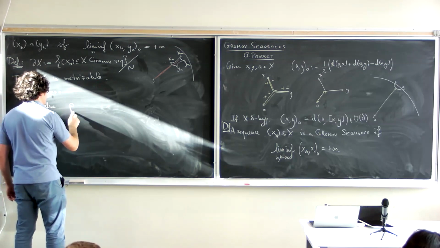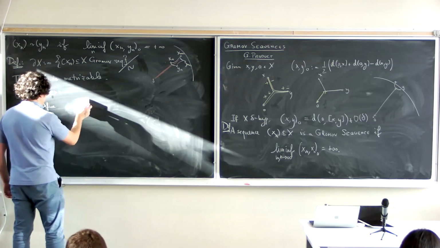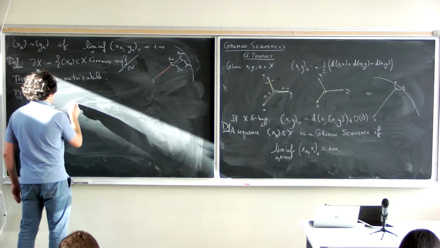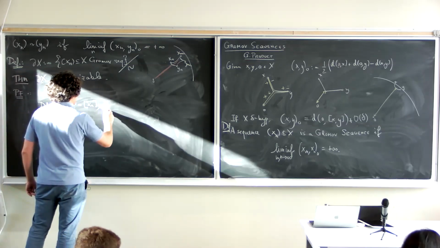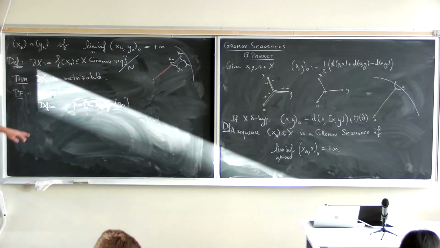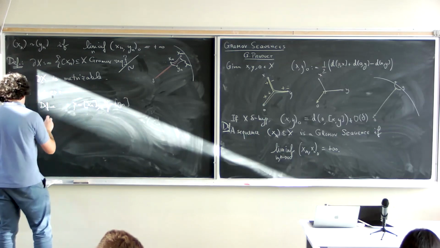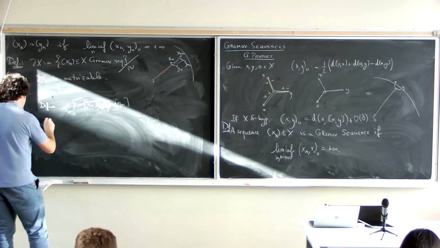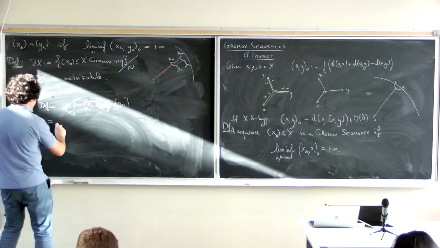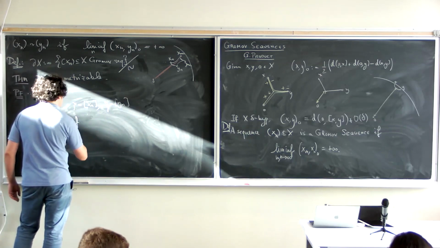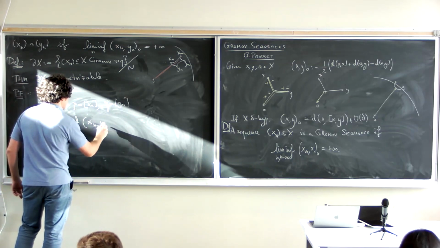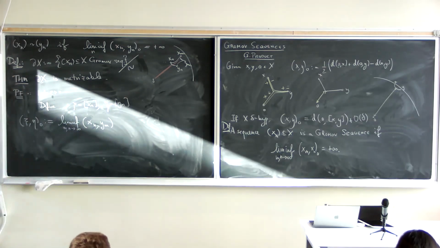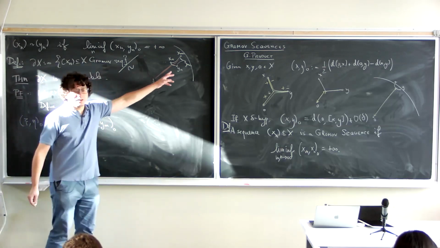So you define rho. First of all, given two boundary points, psi is the class of x_n, and eta is the class of y_n, two boundary points in this definition. We define the Gromov product between psi and eta to be basically the limit as m and n go to infinity of the Gromov products of x_n and y_m. So basically, you try to take a limit of the Gromov product in the finite case as you go to the boundary.